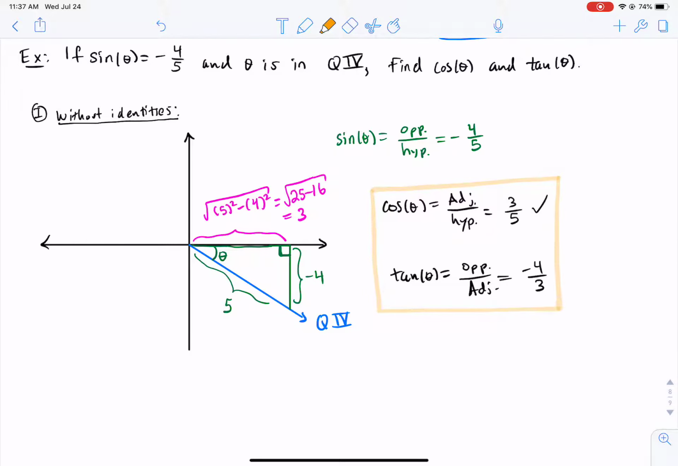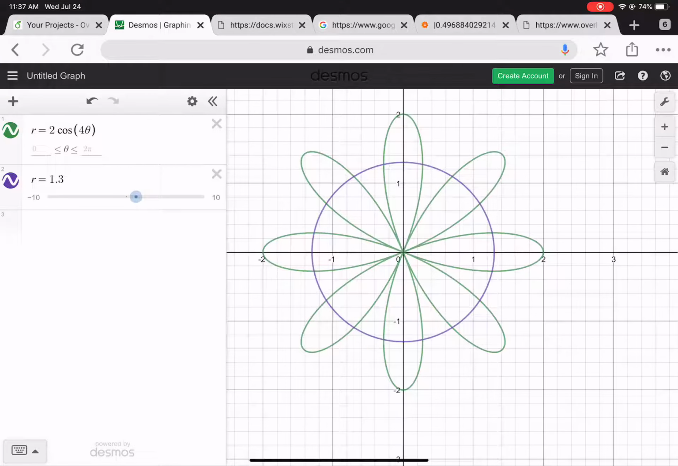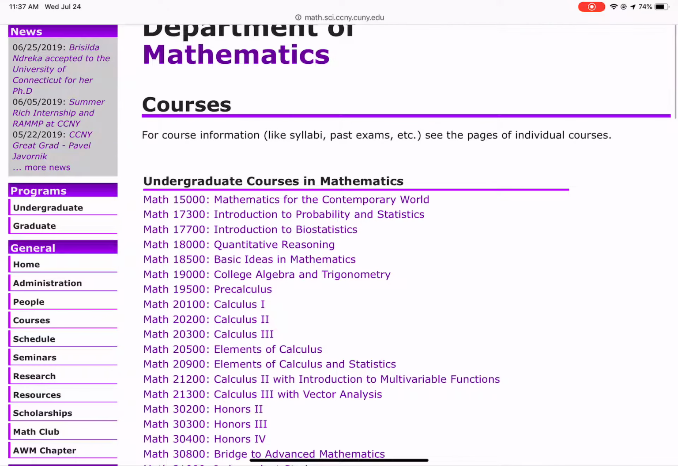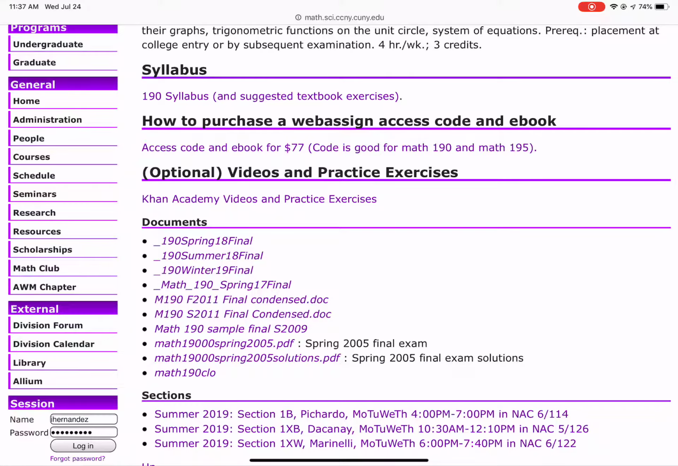Take a look at this, right? Take a look at the final exams from, let's see, this year. Let's go to the mathematics department. There we go. Courses 190. And let's take a look at the winter 2019.